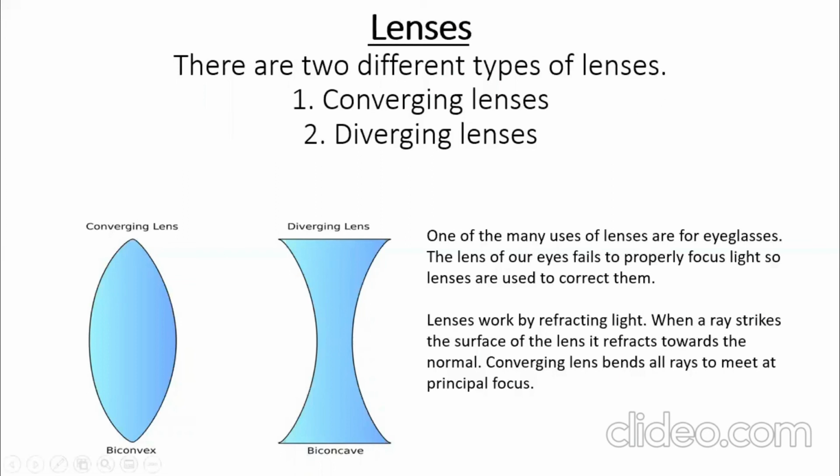When the lenses of eyes fail to properly focus light, lenses are used to correct them. Lenses work by refracting light. When a ray strikes the surface of the lens, it refracts towards the normal. A converging lens bends all the rays to meet at the principal focus.